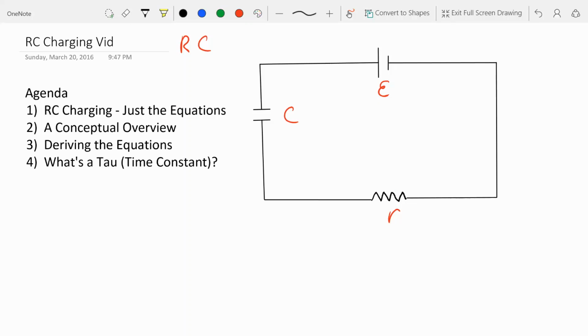Then I'm going to give you an overview of the process. We'll derive the equations. You have to be able to do that in the exam. And we'll talk about tau, the charging time, discharging time.